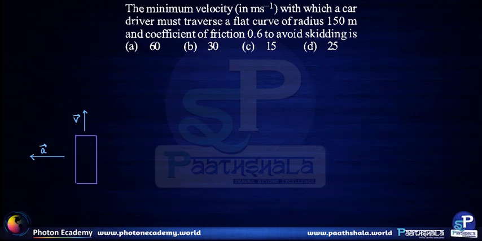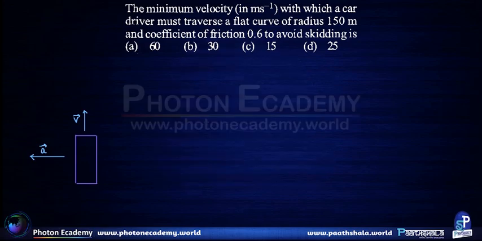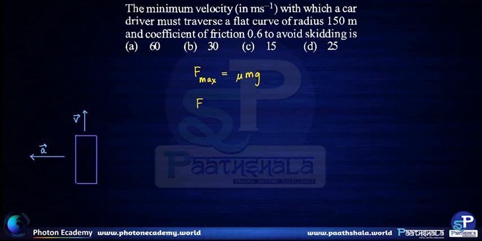It would be equal to the frictional force between the tires and the road. So we have F max is equal to the force of friction, mu into the normal reaction mg. And what is the actual force? The centripetal force is equal to mv square divided by r, where v is the velocity of the car and r is the radius of the turn.